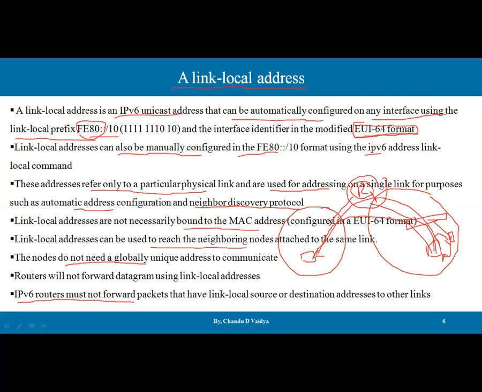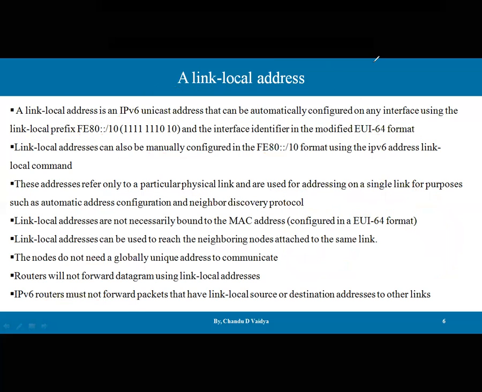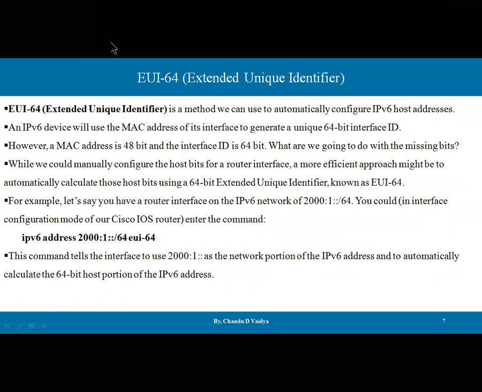It is different at every node, which is automatically going to be allocated for that particular host. So this part we are going to demonstrate in the next video lecture, so please do watch that video. Then we'll see how this EUI, that is the extended unique identifier, is going to be calculated and what the purpose of it is. The EUI, the extended unique identifier, is a method we can use to automatically configure IPv6 host addresses.